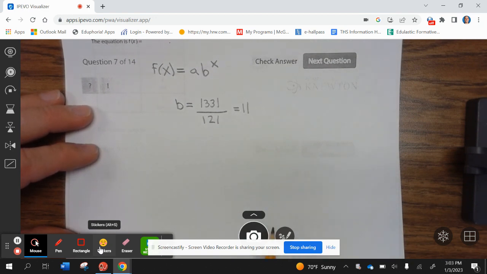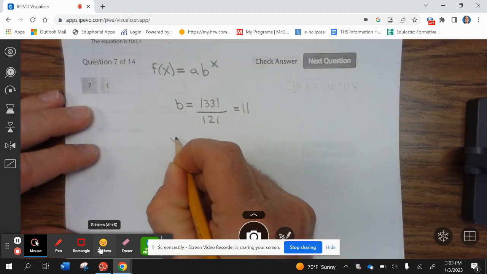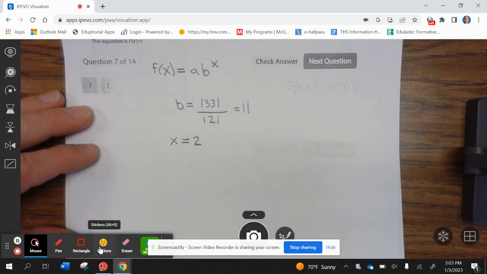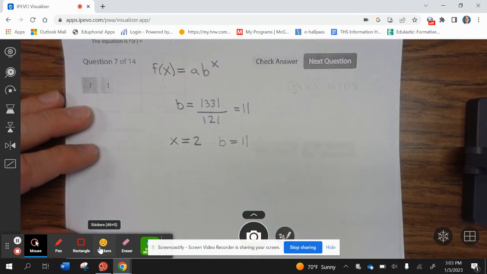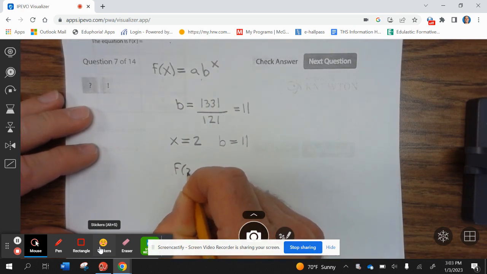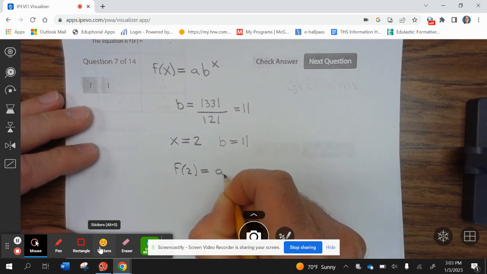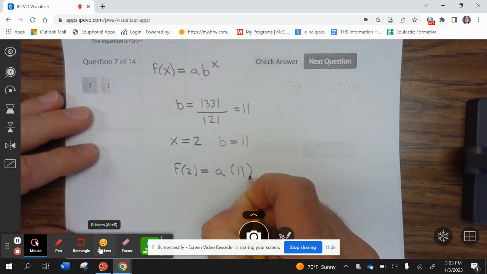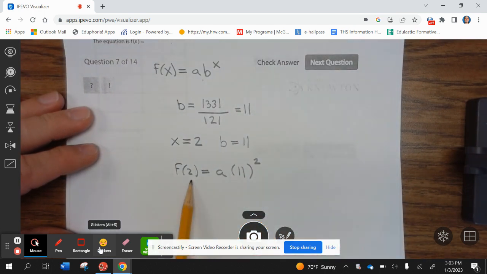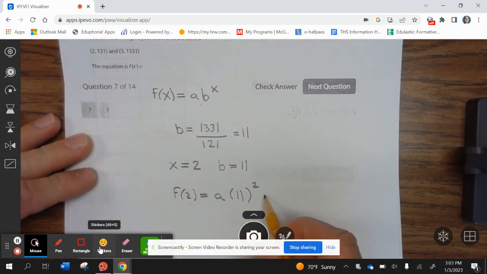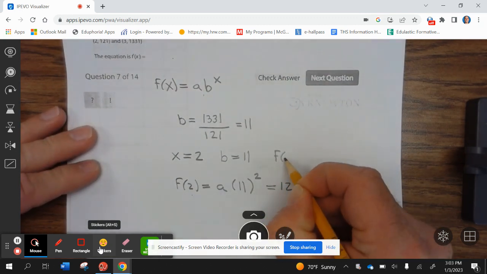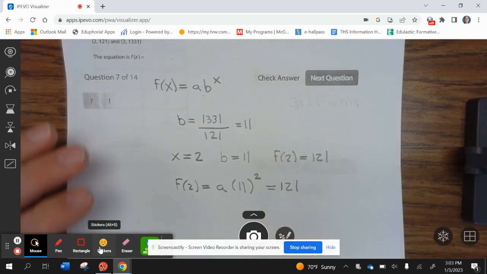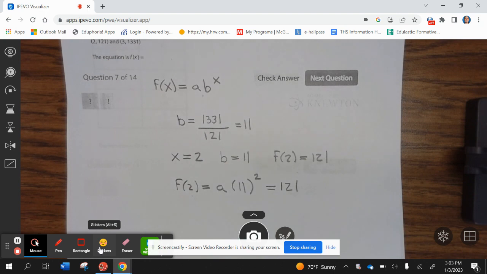Now we're going to plug x equals 2, b equals 11 into this equation. Okay, so f of 2 is equal to a times 11 to the second power, but we know f of 2 is equal to 121, so we can set this equal to 121. Okay, and I probably should have written that down. f of 2 equals 121.